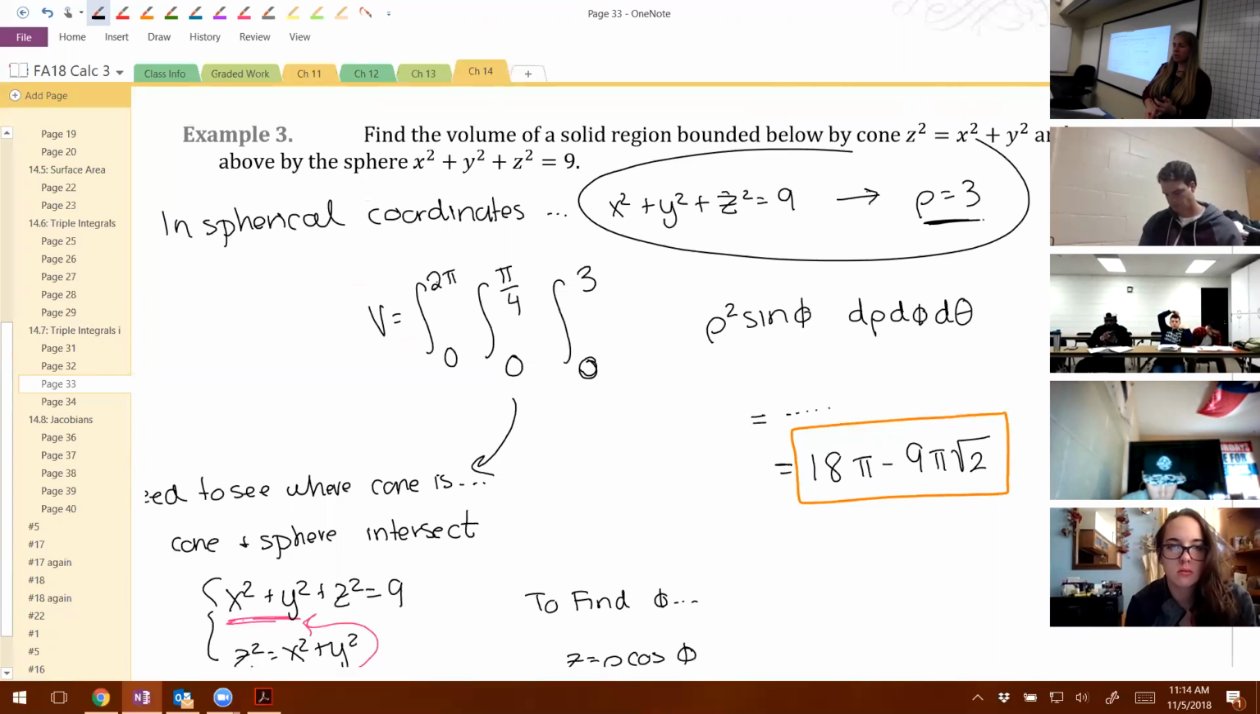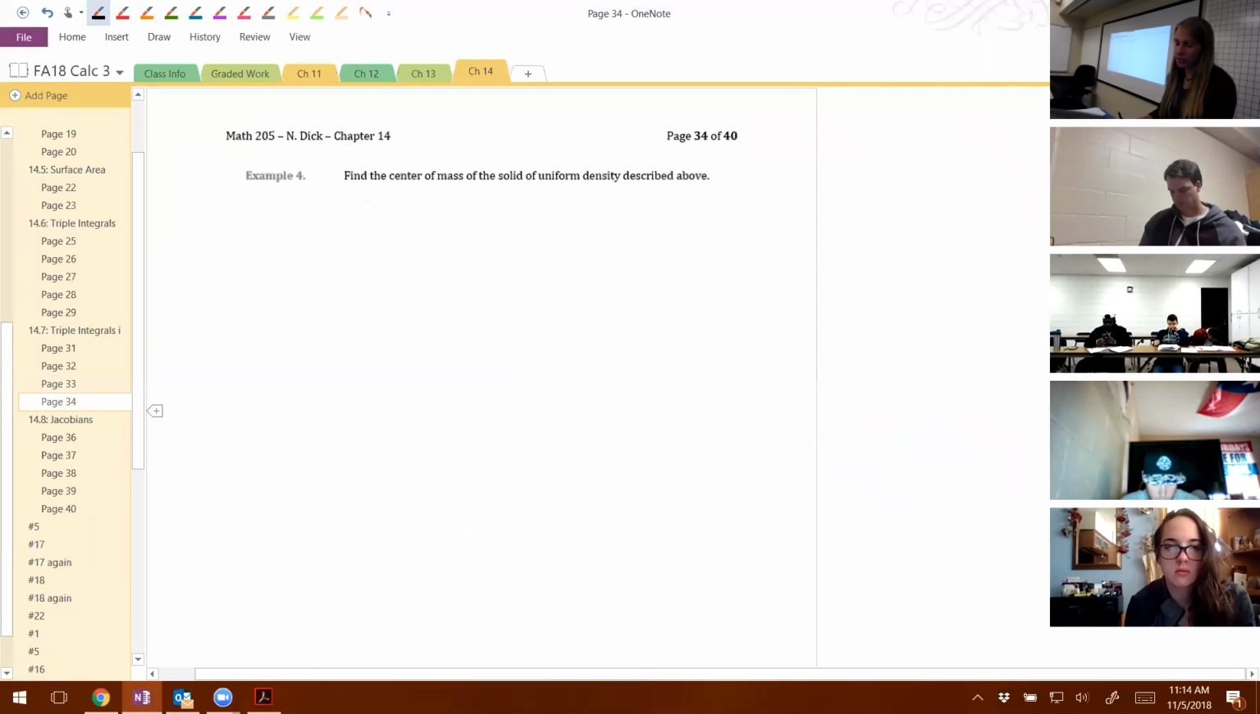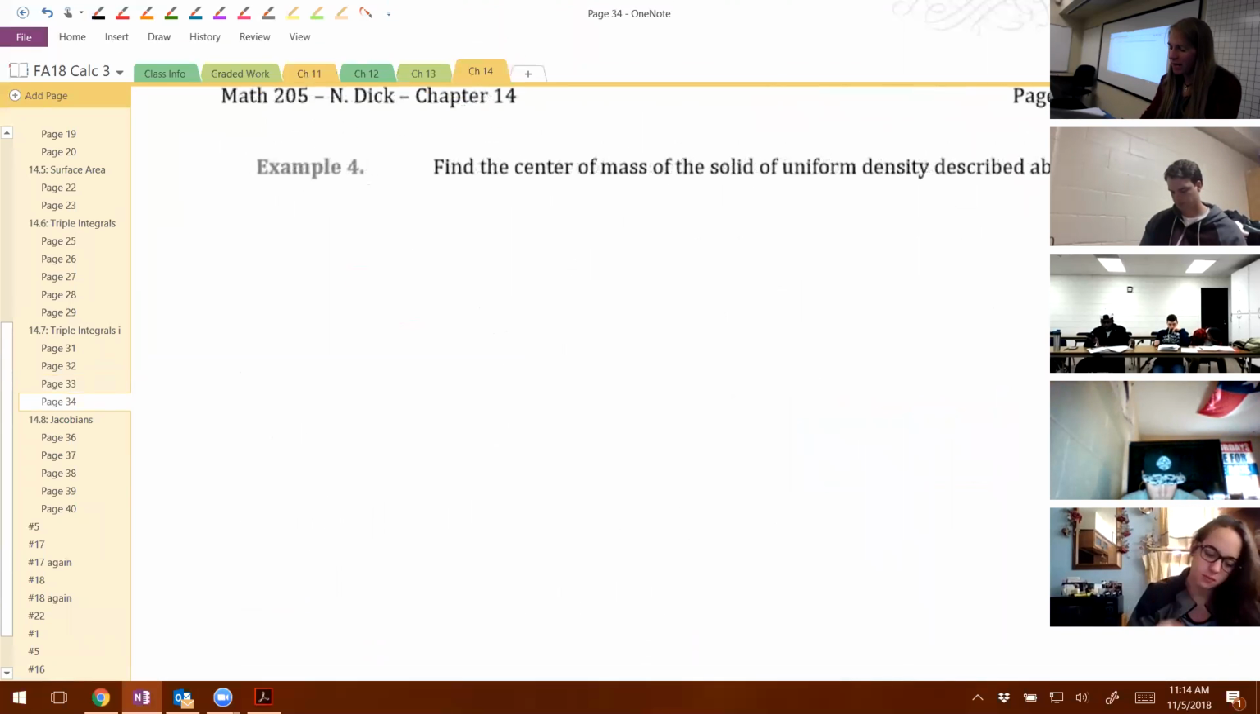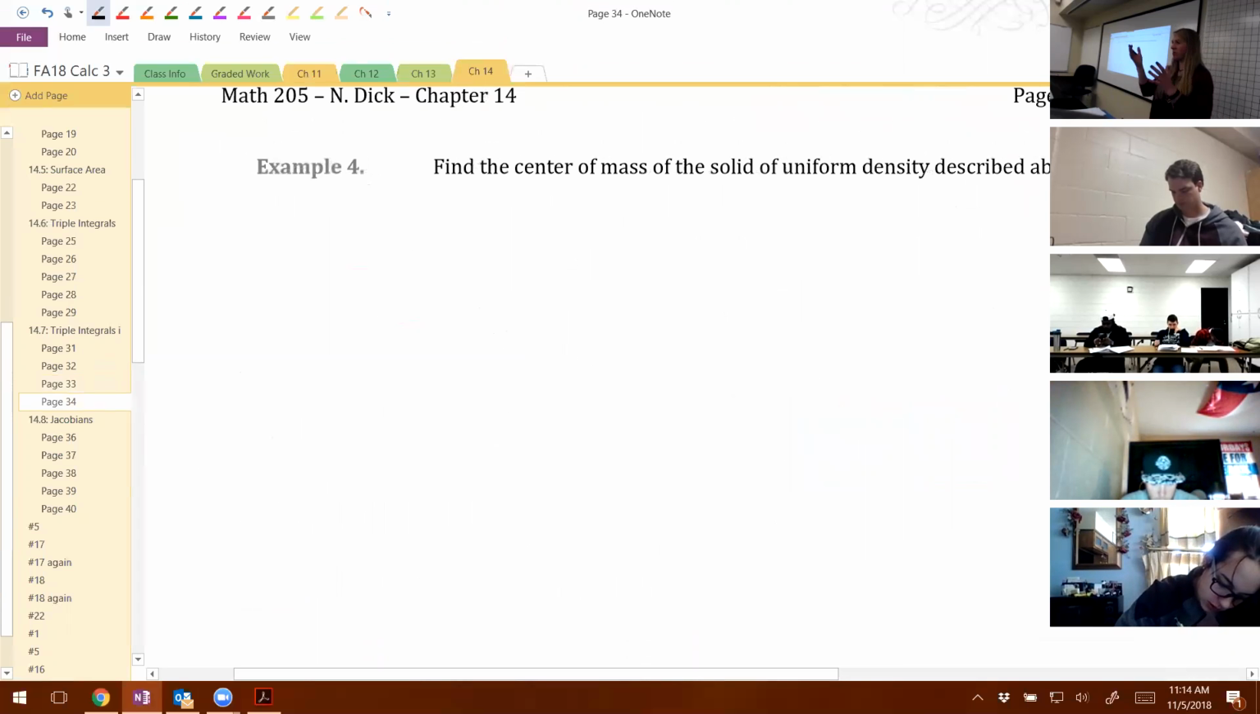All right, so let's use this stuff here, the whole setup, to do one more, a more applied problem. Last one in this section. Find the center of mass of a solid of uniform density for the shape described above. Okay, so we'll use that same little cone-shaped piece here. We just want to find the center of mass of this. And if you recall, to find the center of mass, we're going to go back and say, okay, we need integration. We need some density function.